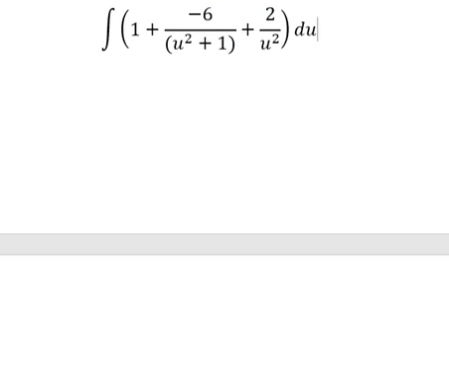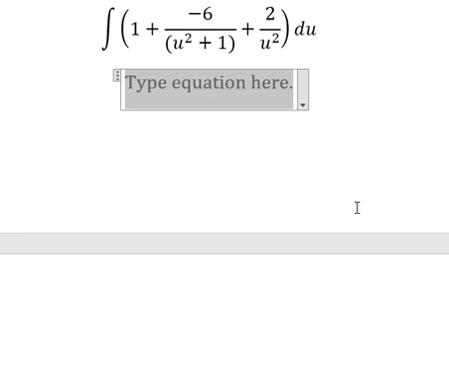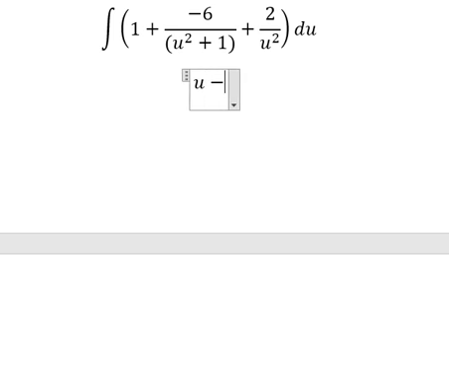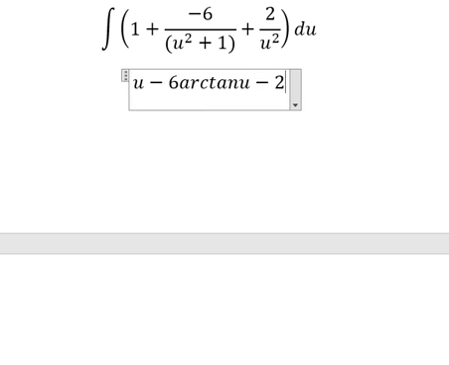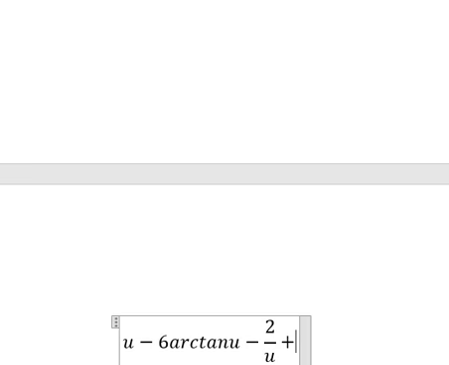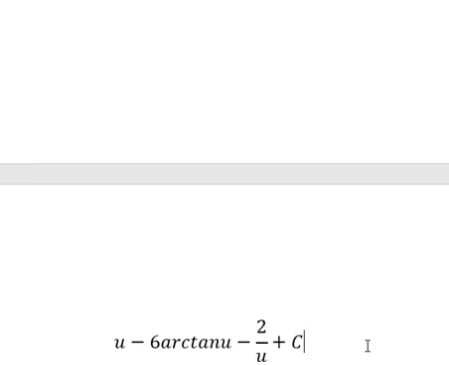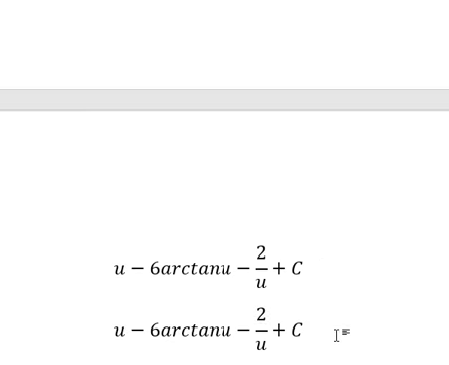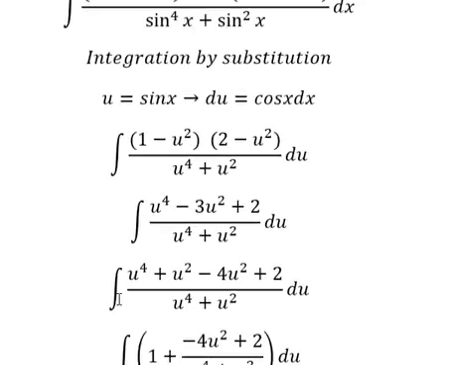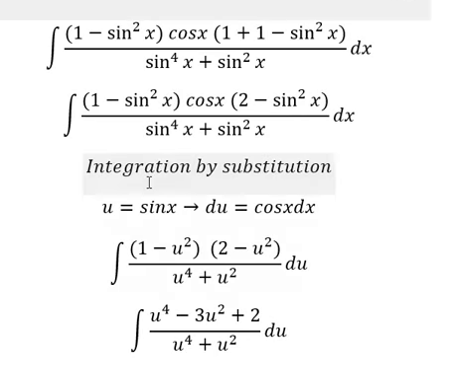And now we have the final answer. The integration of number 1, we have u. The next one is negative 6 tan of u, and the last one negative 2 over u, and I will put c. As for u, that is sin x.